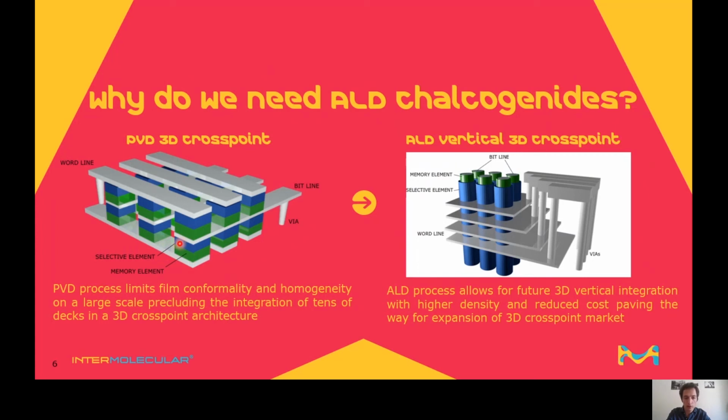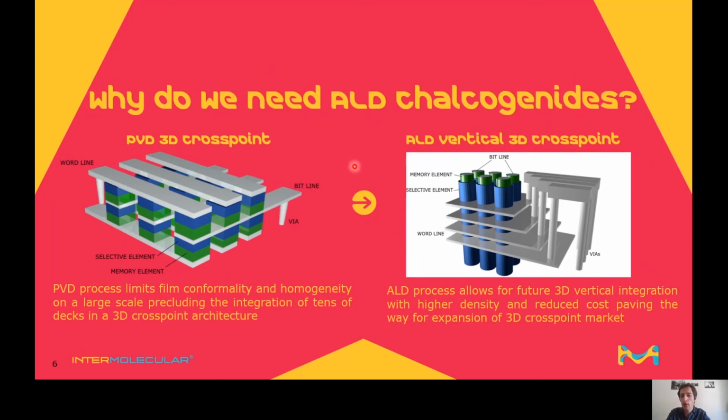The selective element, the OTS, is very critical because it has to be very selective, so it has to have a high on-off ratio and has to sustain a high on current in order to program the memory, in this case the PCM memory. But the problem for the PVD process is that it limits the film conformality and homogeneity on a large scale, precluding the integration of tens of decks in a 3D crosspoint architecture. Here we can see that we have just 2 decks.